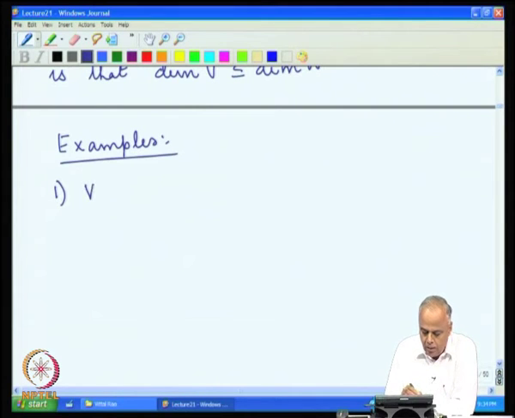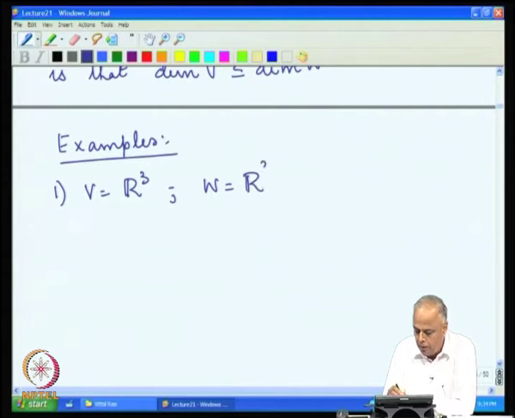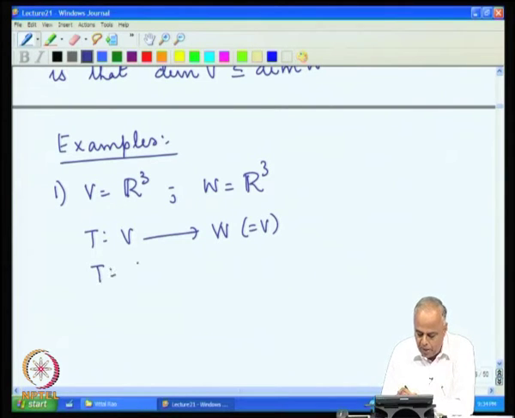Let us take V to be R 3 and W also to be R 3, the usual 3 dimensional vector spaces over the real numbers. Now, let us define a mapping from V to V. W in this case is equal to V. So, we are looking for a mapping from R 3 to R 3.